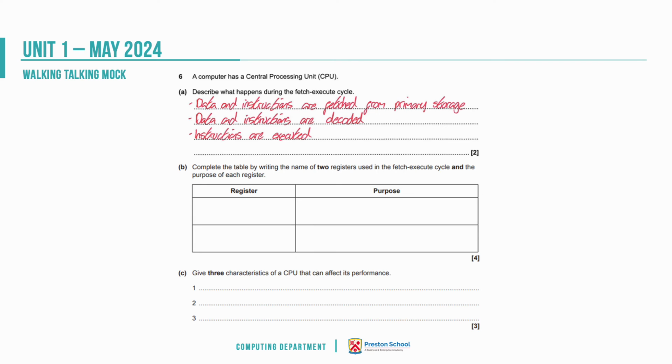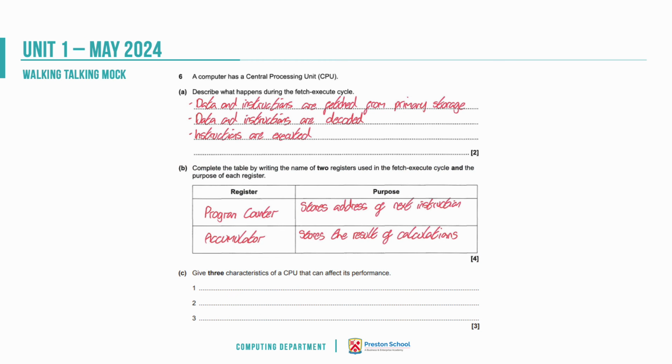You've then got 5 registers you can pick from, and it just wants you to name any 2 of them and what they are used for in the FDE cycle. I've gone for the program counter. That keeps track of which instruction we're on by storing the address of the next instruction, and the accumulator, and that stores the running total or the result of all of the calculations that have happened so far.